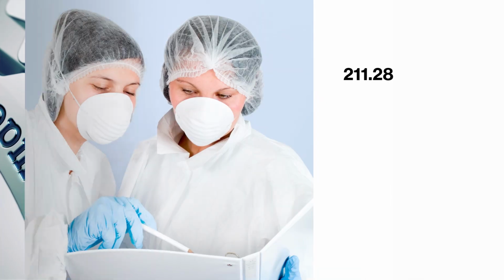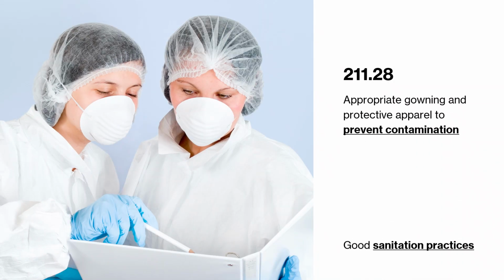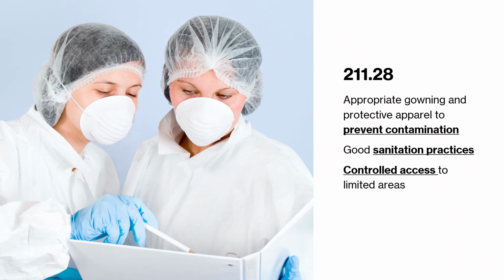This section focuses on hygiene, gowning, and controlled access. FDA inspection findings often describe personnel behaviors that introduce contamination risk, such as improper technique or uncontrolled movement in critical areas. These aren't seen as minor lapses. FDA treats them as direct threats to product quality.